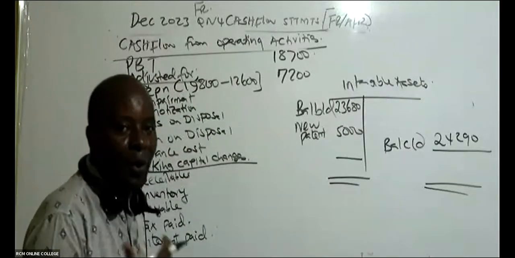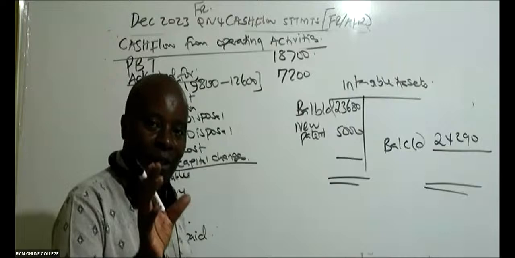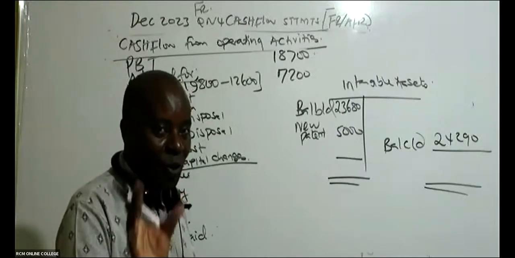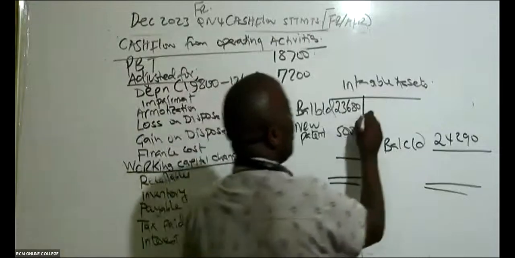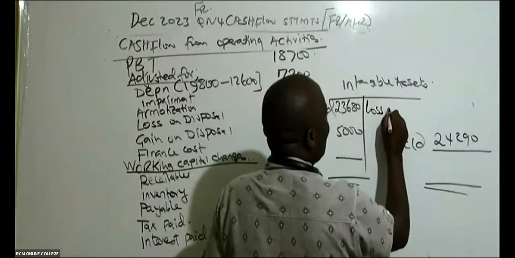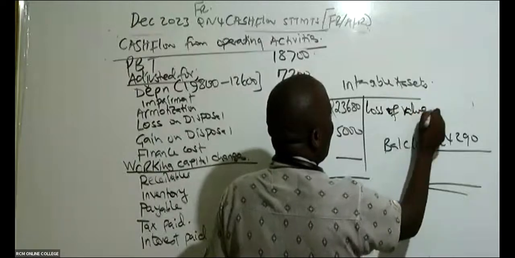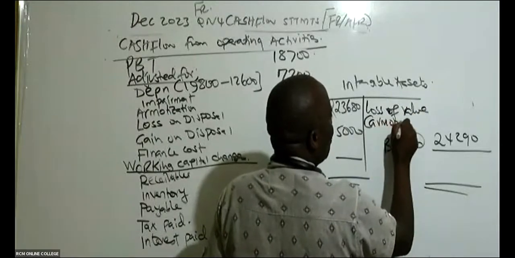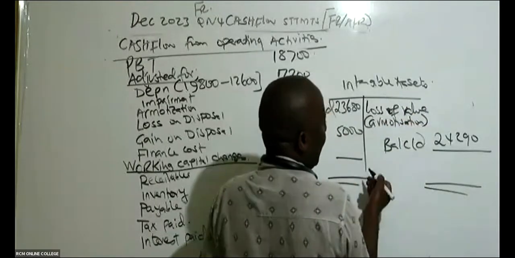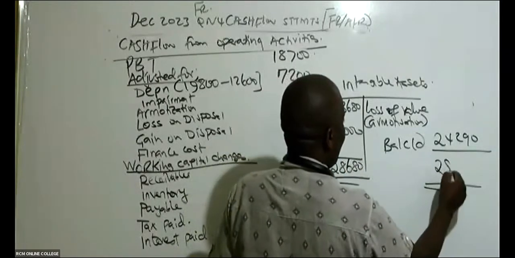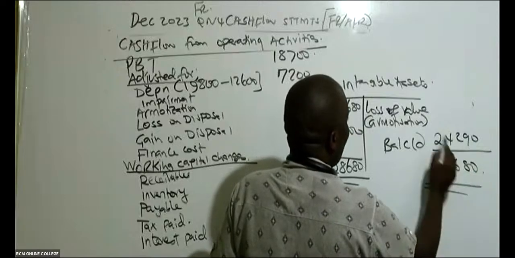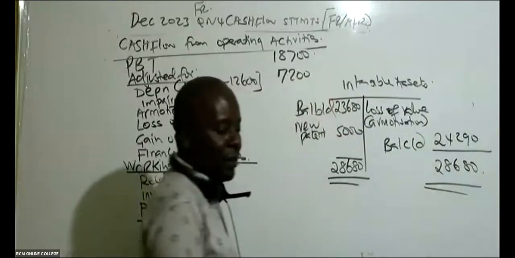Amortization. I would have called it depreciation if it was a physical asset that you can touch. But this is an intangible asset. So for an intangible asset, loss of value, we call it amortization. So this is 28,680. Are you able to give me this amortized amount?